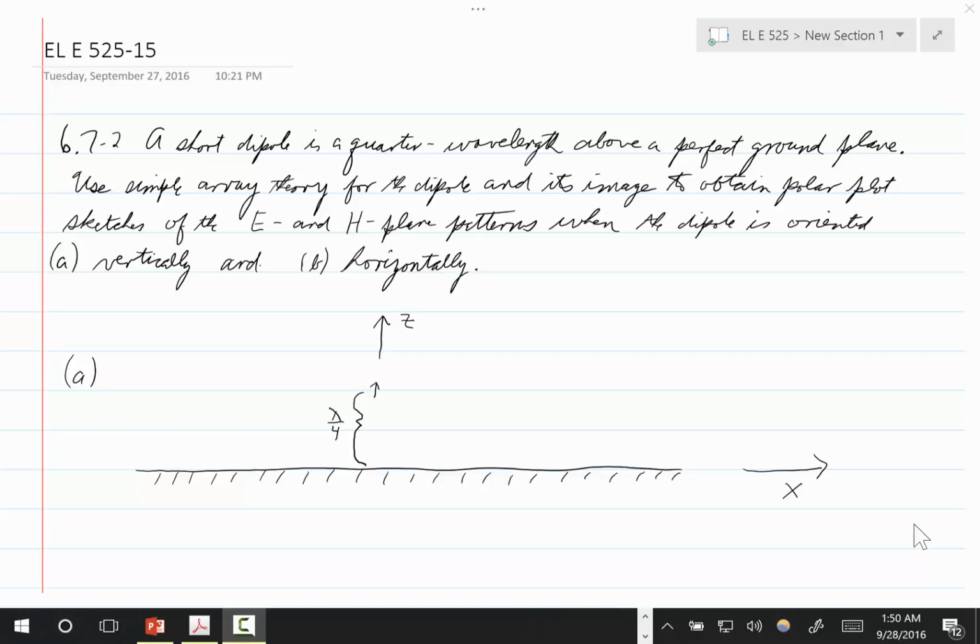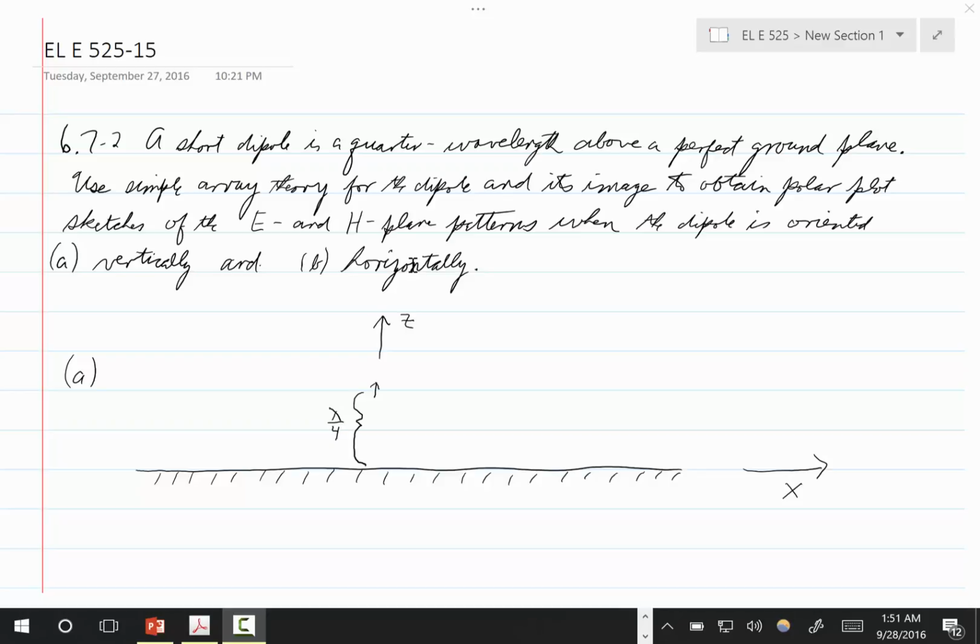Okay, so this problem says a short dipole is a quarter wavelength above a perfect ground plane. Use simple array theory for the dipole and its image to obtain polar plot sketches of the E and H plane patterns when the dipole is oriented A in the vertical direction and B in the horizontal direction.